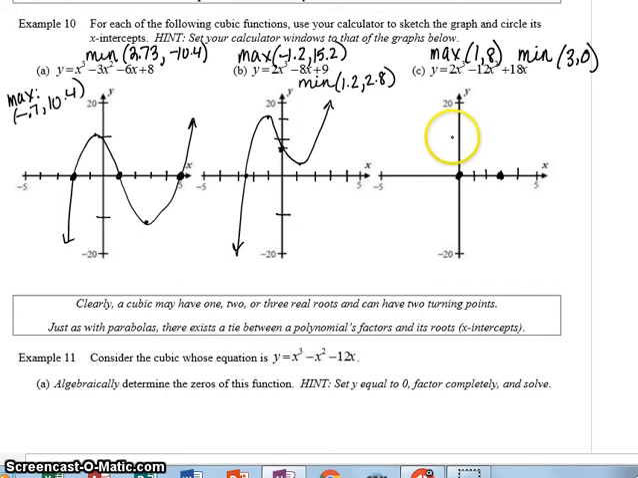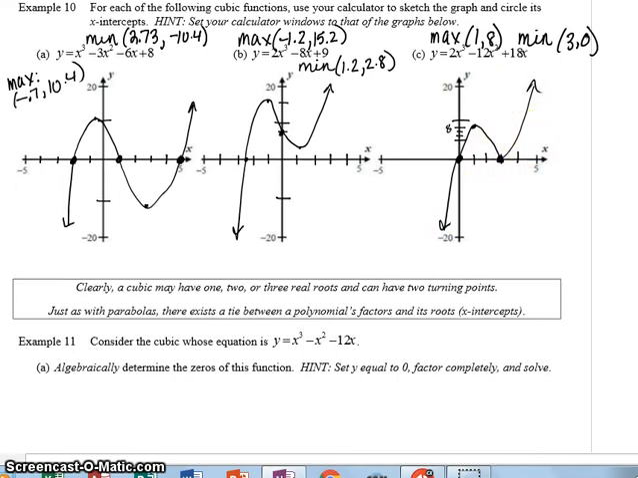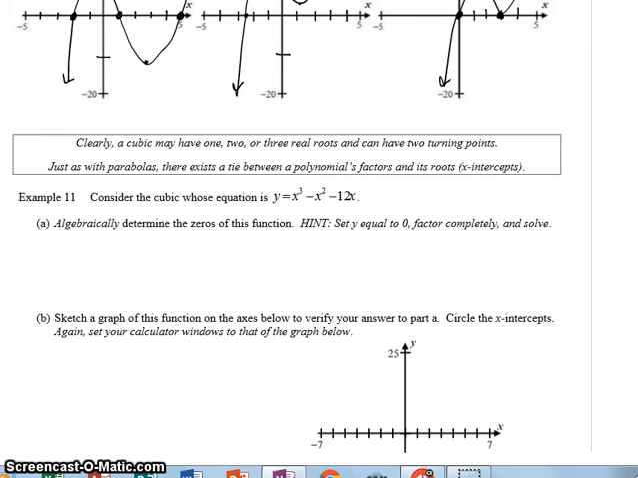So if this is 10, this would be 5. This would be 6, 7. Here's my 8 right there. So at 1, 8, it's a max there. So it ends up doing something like this. And again, it's a tangent double root right here. Okay? All right, it says clearly a cubic may have 1, 2, or 3 real roots.